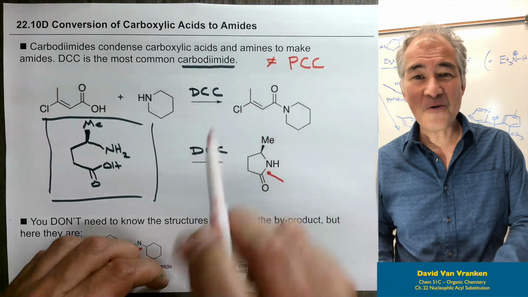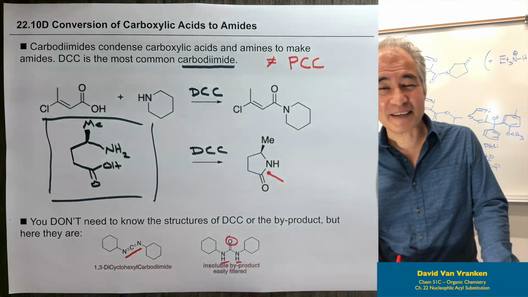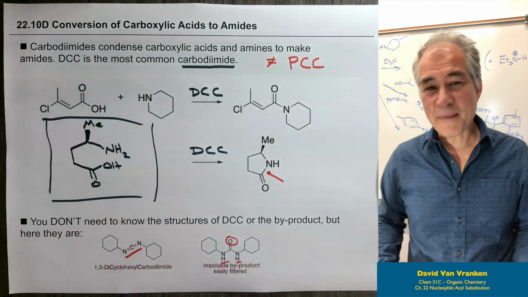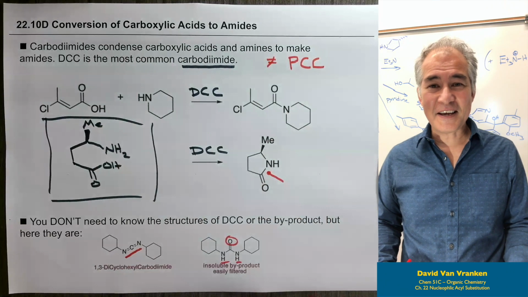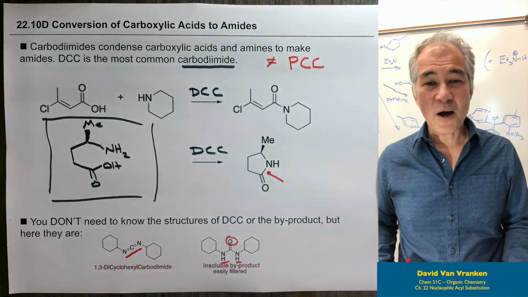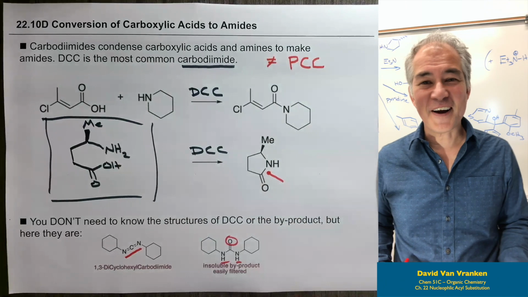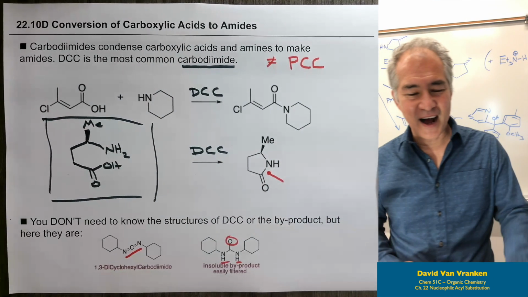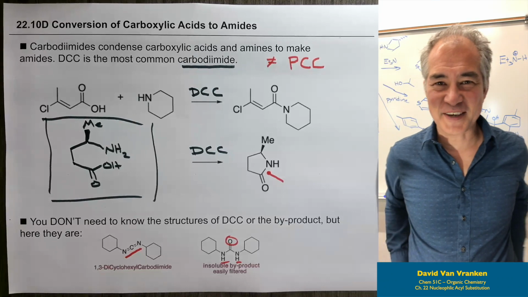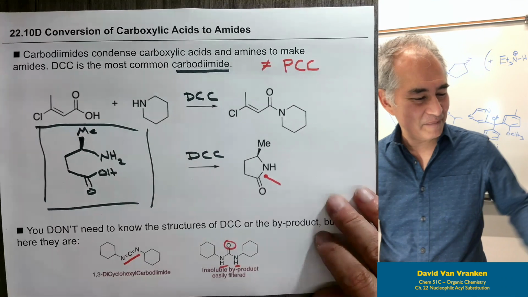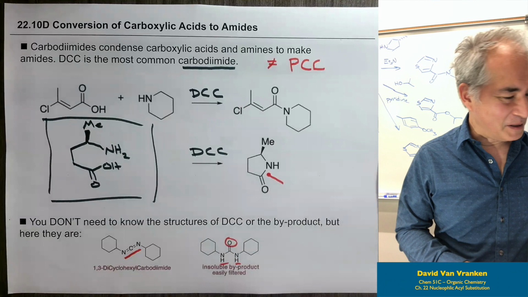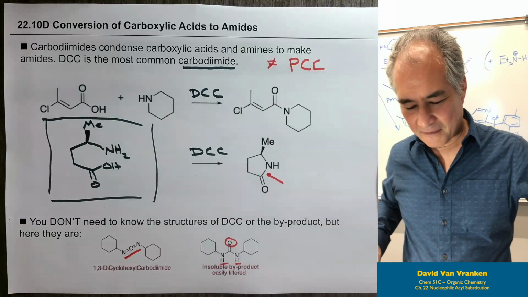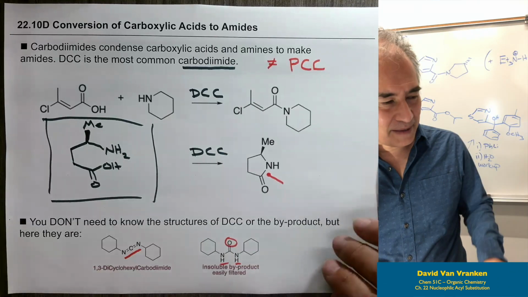Don't confuse it with pyridinium chlorochromate. If you write on your exam, oh yeah, I'm making an amide using PCC, I'm going to count it wrong. And if you say, oh, I just made a typo, I'm going to say, I don't care, that's wrong. DCC is a completely different reagent from the oxidant pyridinium chlorochromate. I wouldn't accept that, and you're completely missing the point if you write PCC and you're trying to make an amide.